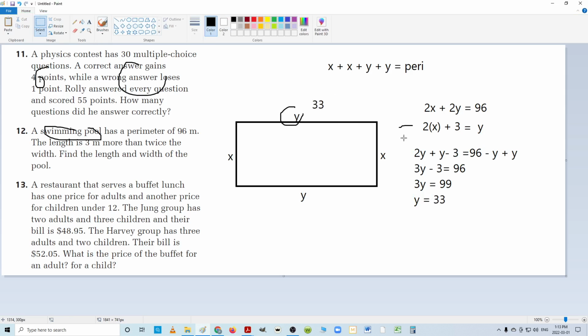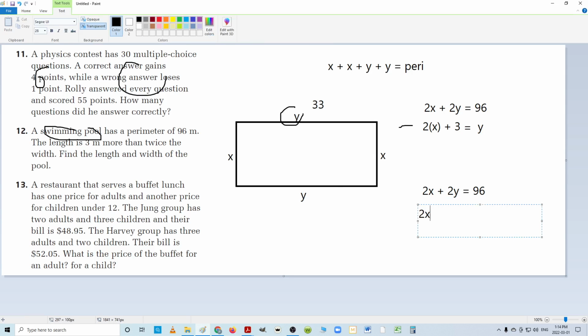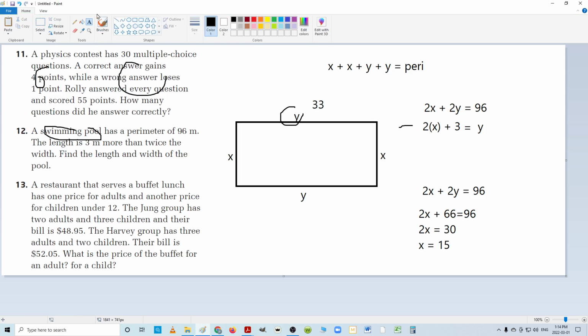Now I'm going to go back and use another method after we're done. And that's this method, which is if this adds up to this, and my y is 33, 2 times 33 is 66. So 2x plus 2 times 33, because I've discovered my y is 33. Subtract 66 from both sides. Let's make sure. So apparently my x is 15. If I multiply my x by 2 and add 3, yep, it's 33.